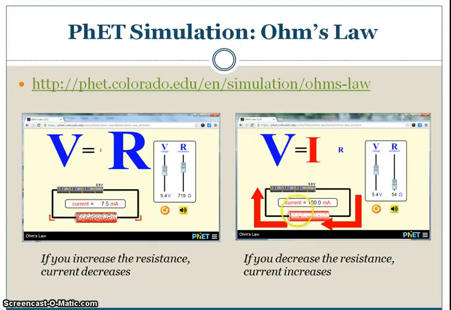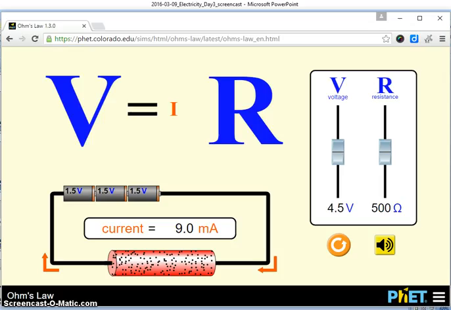So one way that we can look at this is in a simulation from the Physics Education Technology website, which looks at Ohm's law. So this one actually works in HTML5, so it works on devices like iPads. But you can see here we have a relationship for Ohm's law, V equals I times R. And what you can do is you can use these little levers to change the values.